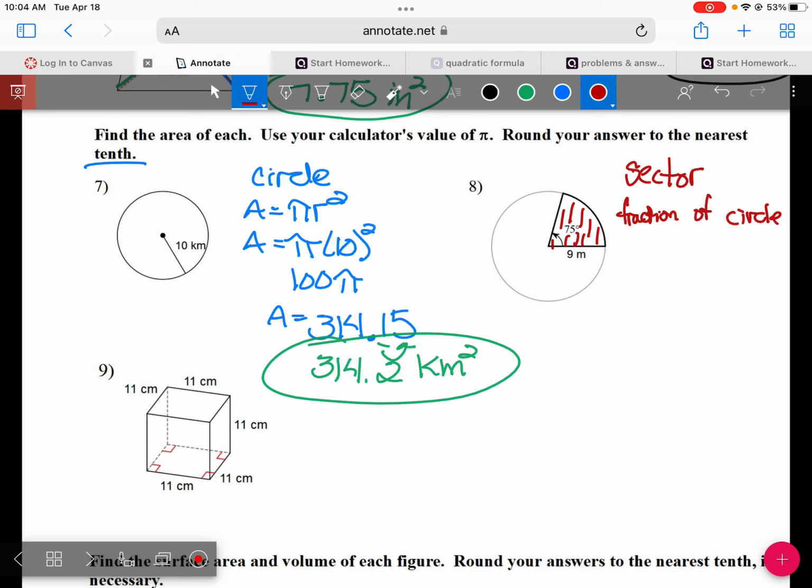Circle is pi r squared. Fraction. Quiet, please. Where do we get the fraction from? It is the angle or the degree out of the whole 360 degrees. That's the fractional part of the circle.